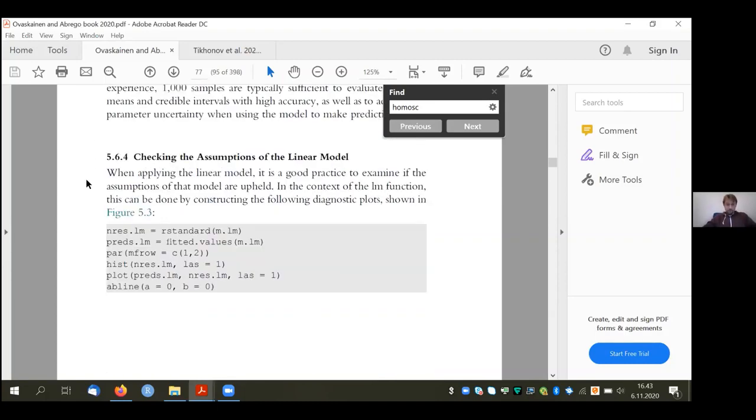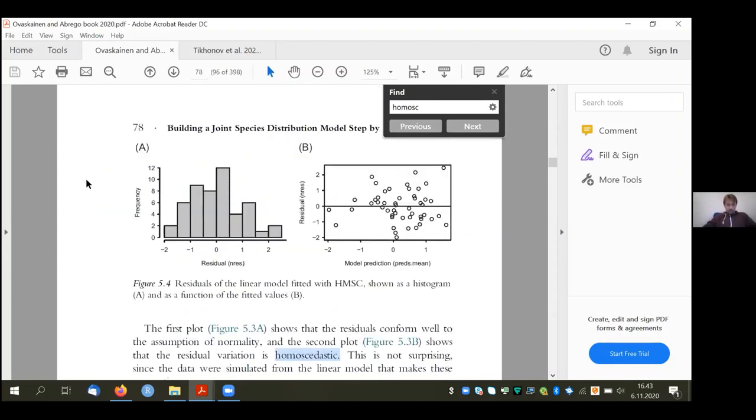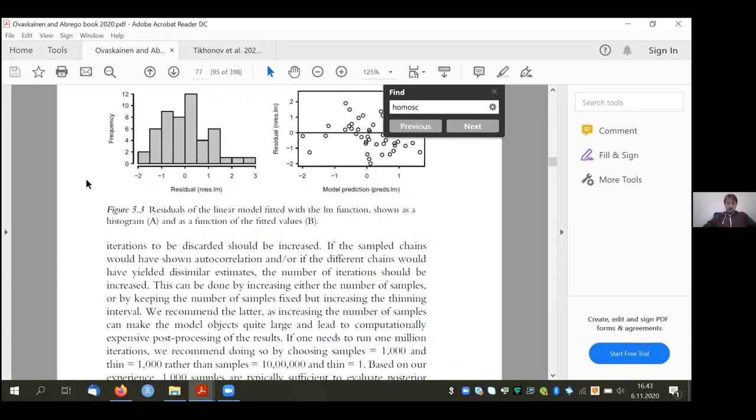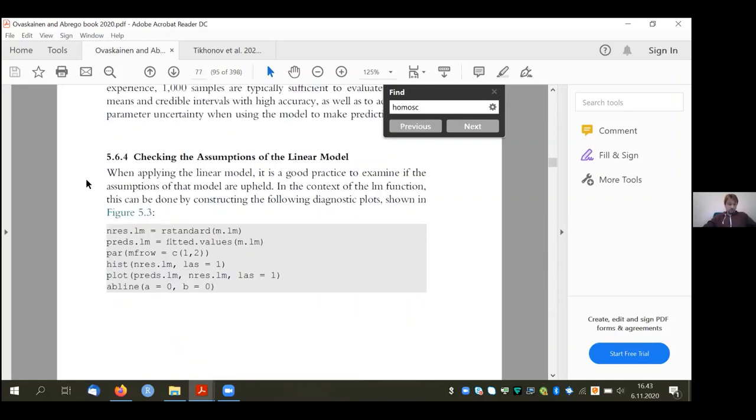If you want to check this, you can do exactly the same thing. Here we have the same plots generated with HMSC. Here we look at the residual histogram and the homoscedasticity of the residuals, and this plot looks basically identical to the one that you get from the linear model. And the way that you construct these plots is pretty much the same. This is how you do it with the linear model. You can also call plot on the linear model and it does it for you, but you can do that by extracting, for example, the standardized residuals and looking at their histogram and plotting them with respect to model predictions.